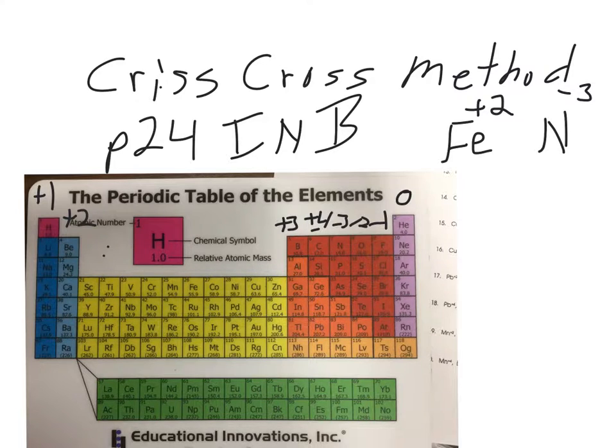Okay, so now what you're looking at is the actual charge. Okay, that ion, you're going to have to balance it out. It has to equal out. So does a +2 plus a -3 give you 0?